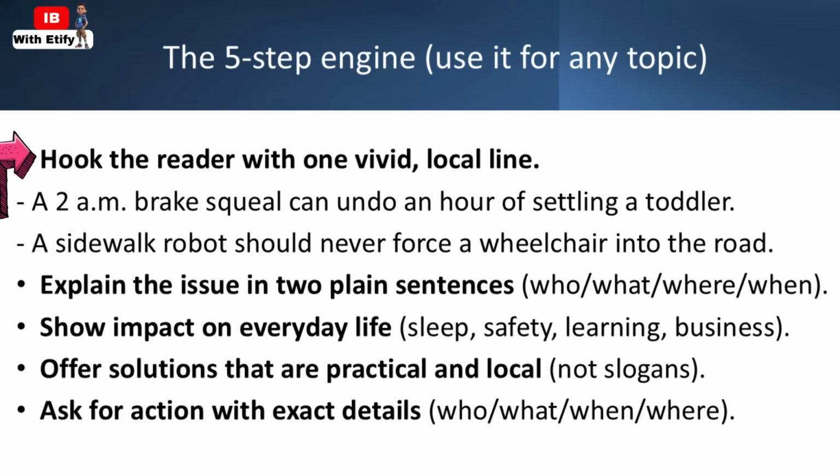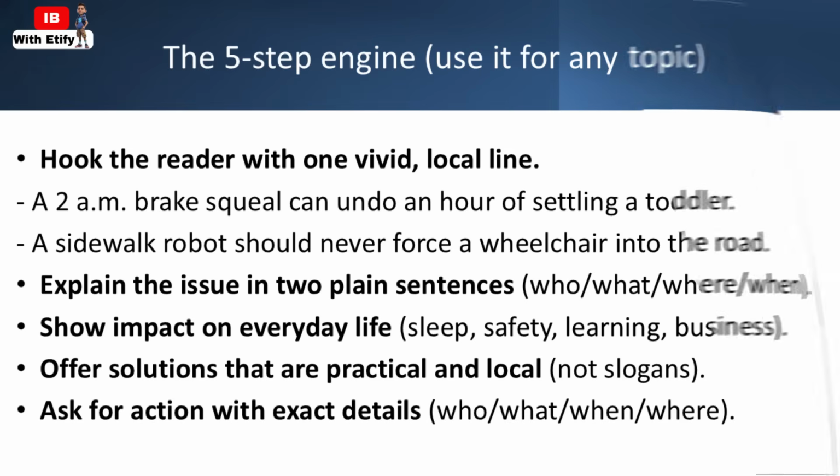First, open with one vivid local image that makes the reader care. Second, set out the situation in 2 plain sentences: who, what, where, and when. Third, connect the issue to everyday outcomes such as sleep, concentration, safety, or small business custom, so the stakes feel real. Fourth, offer practical and local solutions, not slogans. Fifth, ask for action with exact details: who does what, where, and when.